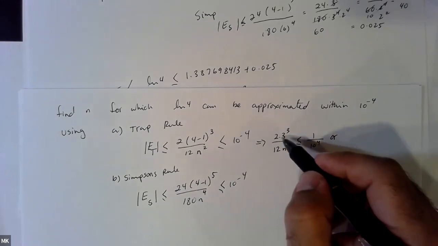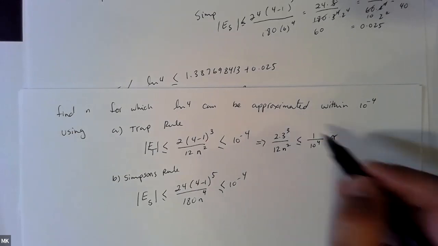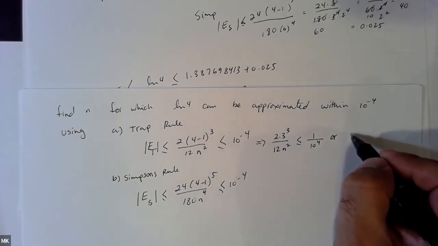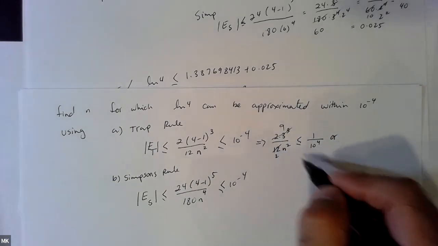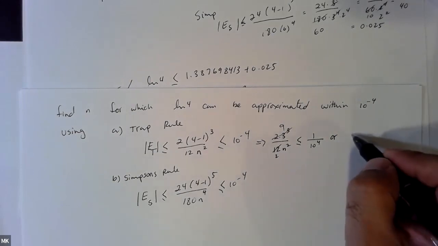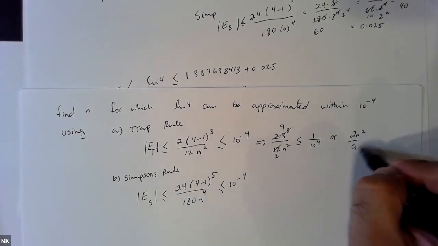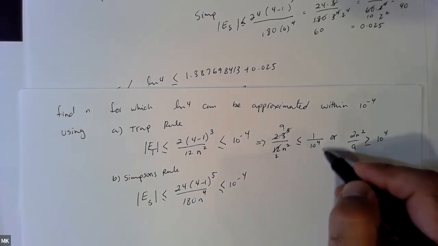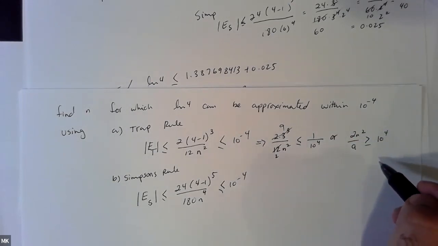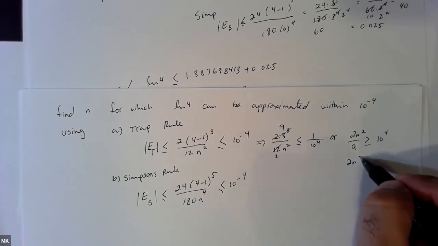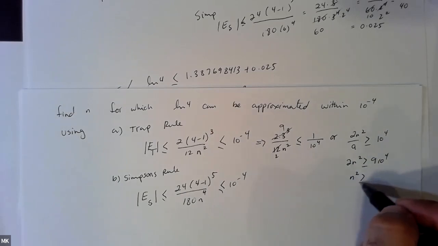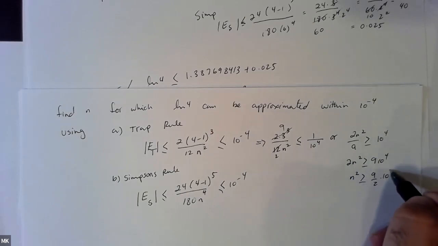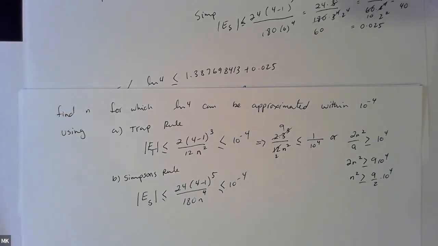Now I can cancel out: 2 times 3 is 6, and then I have 9. 3 times 3 is 9. So I get 9 over 2, because 6 and 6 cancel out, n squared. So I could say 2n squared over 9 is greater than or equal to 10 to the 4. You can always flip the two sides of an inequality. Or 2n squared is greater than or equal to 9 times 10 to the 4. n squared is greater than or equal to 9/2 times 10 to the 4. Then use your calculators for that.